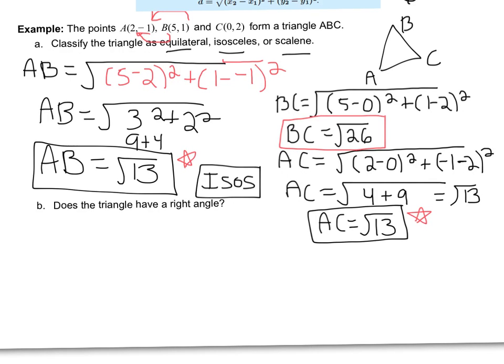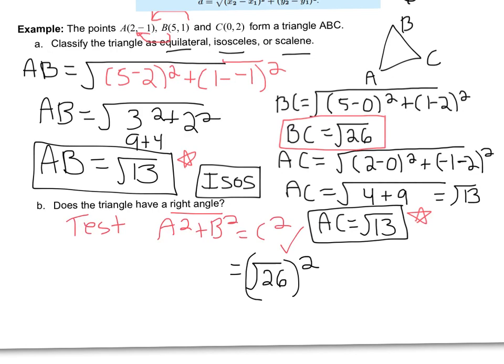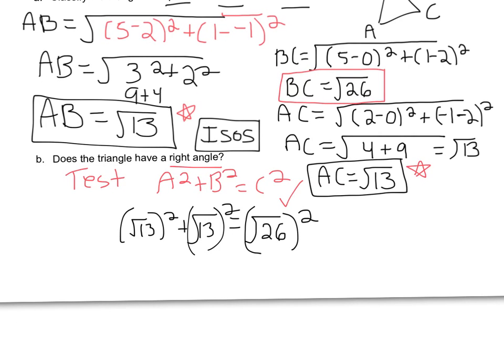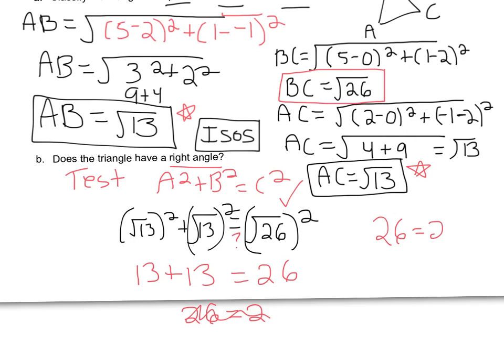The next question asks if it has a right angle or not. Something that you might have forgotten that you can use is the Pythagorean theorem. Pythagorean theorem will work if you have a right angled triangle. So C has to be the square root of 26 because that would be the biggest number. That has to be your hypotenuse. And then the other two are just the square root of 13. And then you just have to see if it's true or not. So square root of 13 squared, that just undoes itself. Same thing here. Same thing here. So I'd have 26 equal to 26. So yep, it would work, and you'd have a right triangle.